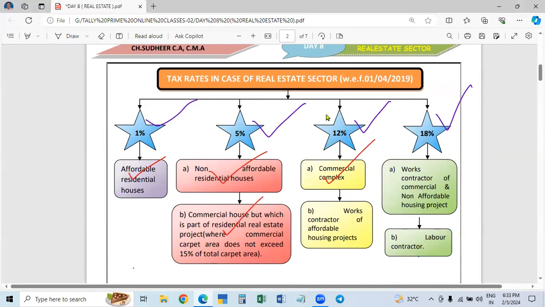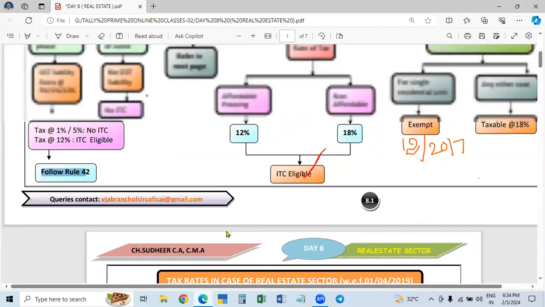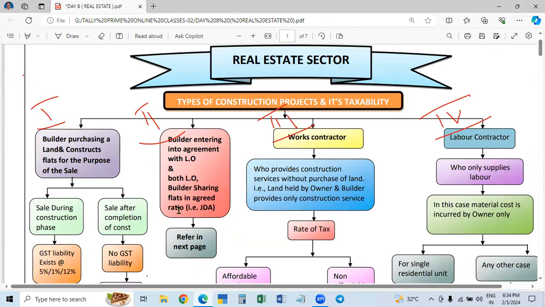So we completed this. For 4 we completed. 3 plus 1 is commercial area, ordinarily covered at 12%. In this case, if it is part of a residential project, with commercial not more than 50% of the total carpet area, then it will be 5% only. And the second one, we will take up at the end.